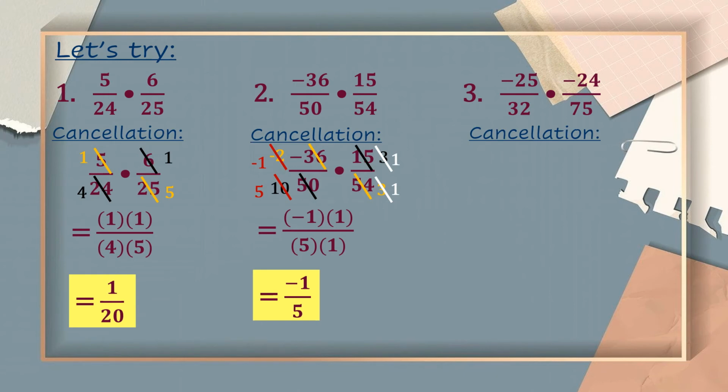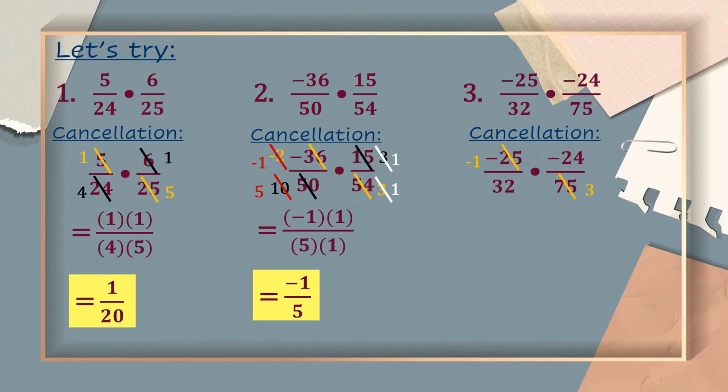So, applying the cancellation method, we have negative 25/32 times negative 24/75. So, ang unang ika-cancel ay si negative 25 at si 75. So, pareho silang divisible by 25. So, negative 25 divided by 25 is equal to negative 1. 75 divided by 25 is equal to 3.